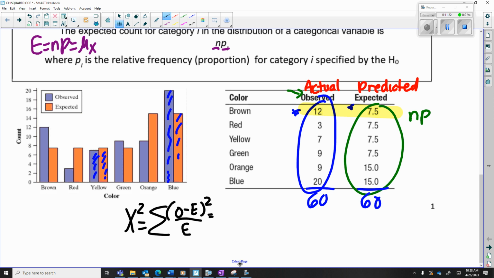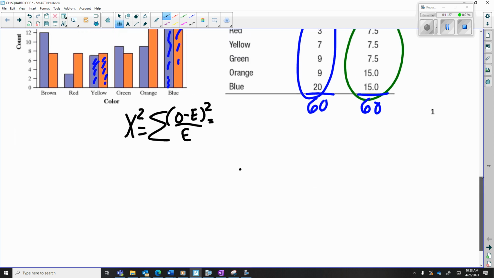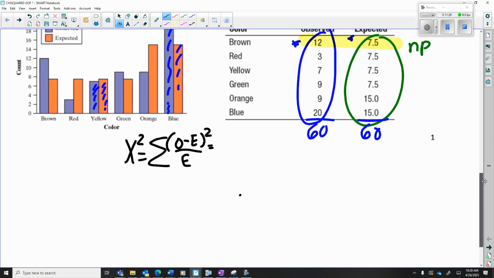You can write out the first term and then a little dot, dot, dot, and then the last term with a plus sign in between, indicating that you know that addition is happening. So the first one was brown, so I'm going to do brown. Observed was 12. 12 minus expected, 7.5, squared over expected, 7.5. So that would be the brown one, okay? So I'm going to write brown under that.